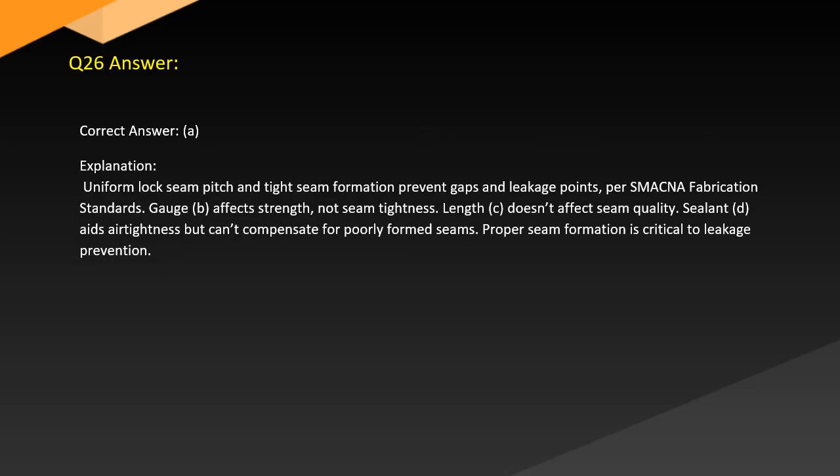Answer. Correct answer, A. Explanation: Uniform lock seam pitch and tight seam formation prevent gaps and leakage points per SMACNA fabrication standards. Gauge, B, affects strength, not seam tightness. Length, C, doesn't affect seam quality. Sealant, D, aids tightness but can't compensate for poorly formed seams. Proper seam formation is critical to leakage prevention.